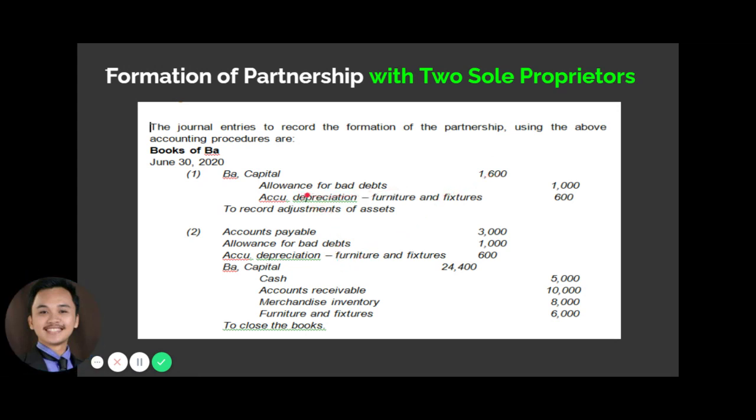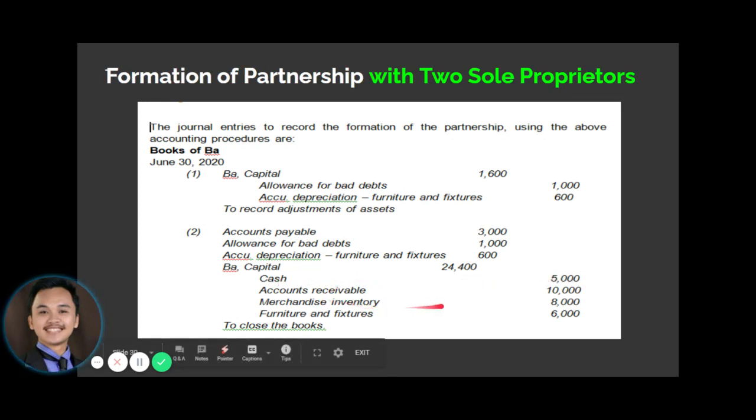Okay. After this, atong na dayon siyang i-close. Ang tanan niyang mga assets, atong i-credit, kay i-close man nato, and then tanan niyang mga liabilities, allowance for bad debts and accumulated depreciation, para ma-close atong i-debit. And the balancing figure will be its capital account. Okay, so debit cash, 5,000.